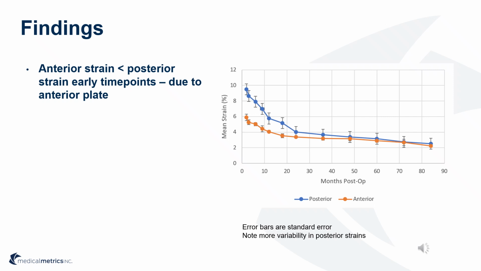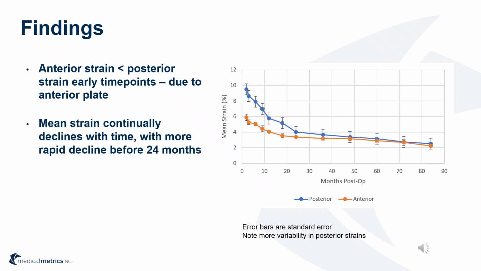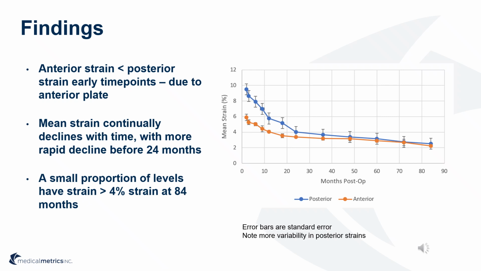We focused on strain at the anterior and posterior most aspects of the disc space. The data document average anterior strains being initially lower than posterior strains, presumably due to the anterior plate. We found a gradual decline in strain that was more rapid in the first 24 months and then more slowly declined out to 84 months. We found more variability in posterior versus anterior strains. Anterior and posterior mean strains were under 3% at 84 months.